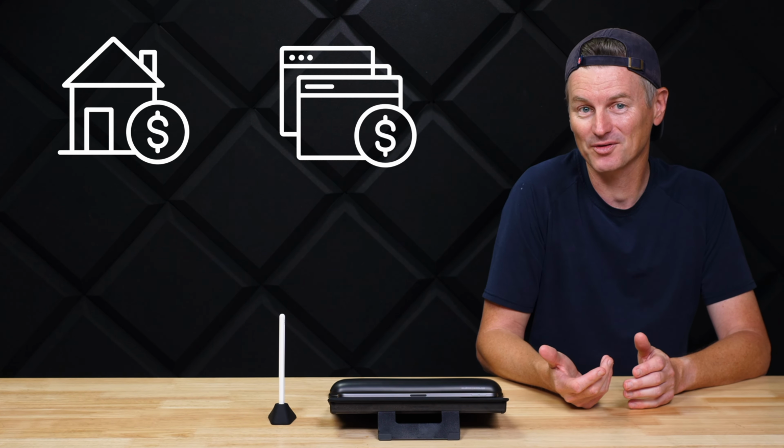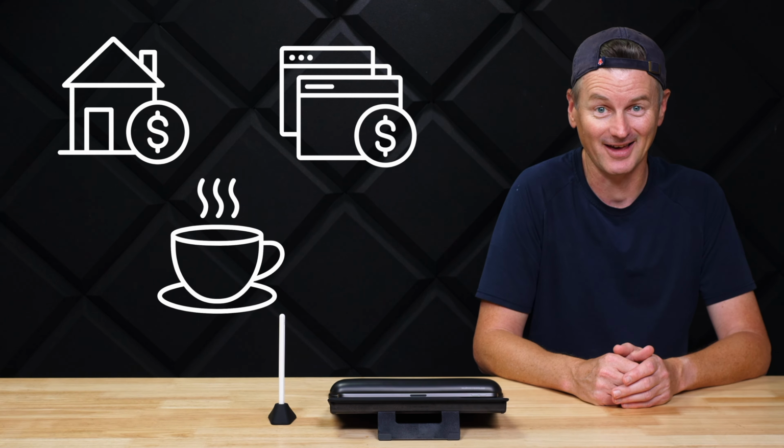COGS is any cost that only exists because you made a sale. No sale, no costs. That means you don't lump in rent or software subscriptions or your morning latte. Those are overhead. COGS is strictly direct spending that happens every time someone buys one unit of your product.